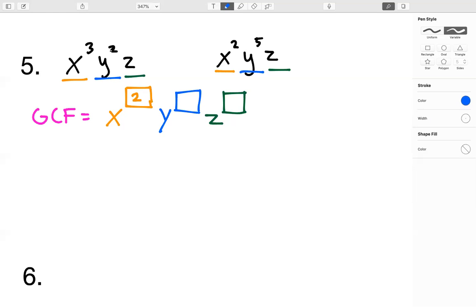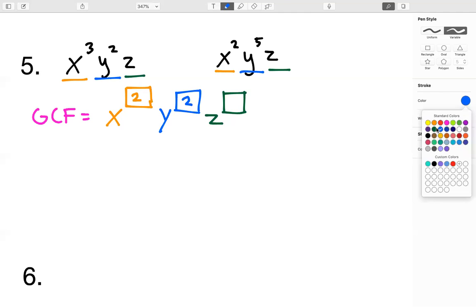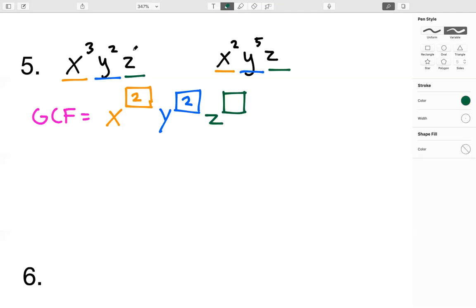Now we're going to go to y. What is our number, 2 and 5? So these are the powers. Are they the same? No. Which one's lower? 2. So 2 is what goes in the box. All right, last one. And that's z to the 1, z to the 1. The 1's always there. We just don't write it. Are the powers the same? Yes. Then that is what goes in the box. If they weren't, take the lower one. So this is the GCF. X squared, y squared, z. And we don't need to write the 1. But that is the GCF.